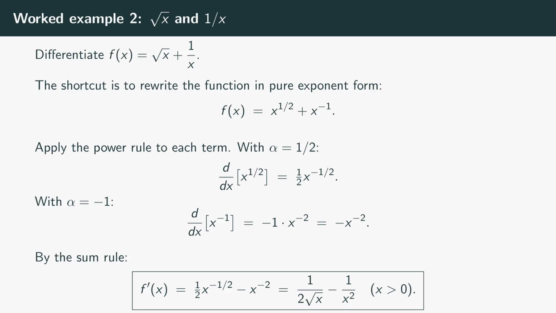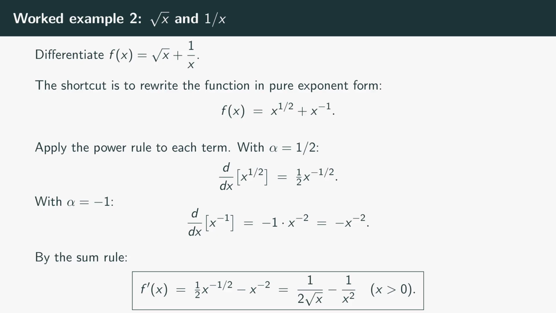Now the power rule does both pieces. For x to the 1/2, the rule says 1/2 times x to the 1/2 minus 1, which is 1/2 times x to the minus 1/2. For x to the minus 1, the rule says minus 1 times x to the minus 1 minus 1, which is minus x to the minus 2. By the sum rule, glue them with a plus, taking care that the second term carries its minus sign. The derivative is 1/2 x to the minus 1/2 minus x to the minus 2.